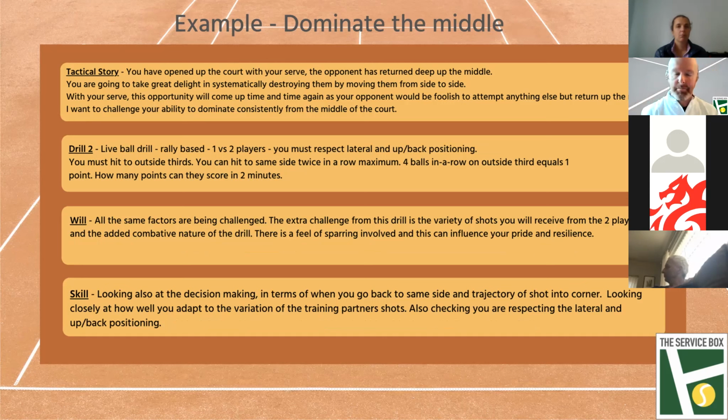Drill 2 is live ball, so it's 1 against 2. You're going to have the 2 players in the corner. You're going to be dominating from the middle, but now you must recover to the correct position laterally, side to side. You've still got to hit the outside thirds. You don't have to alternate. You could hit the same side twice in a row, but not 3 times in a row. You've got to hit 4 balls in a row to get your 1 point. How many points can you score in 2 minutes?